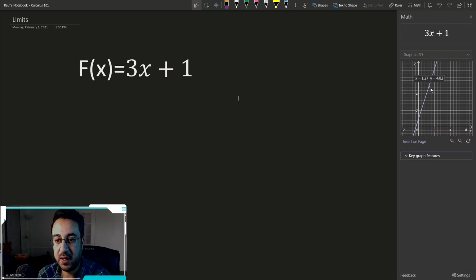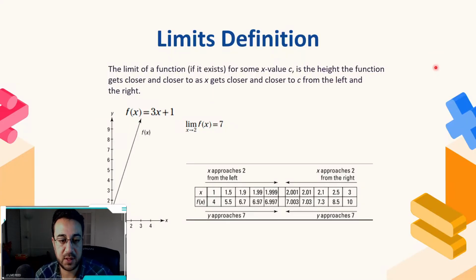So I hope that identifies what limits are. You're approaching from the left. If you approach from the right, which is from here all the way to the 2, I mean, when your x is equal to 2.22, then your f of x is 7.66. When your x is 2.15, f of x is 7.46, and so on. Let's go back to our presentation.